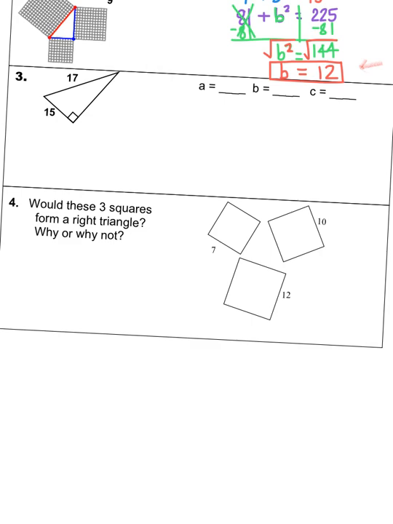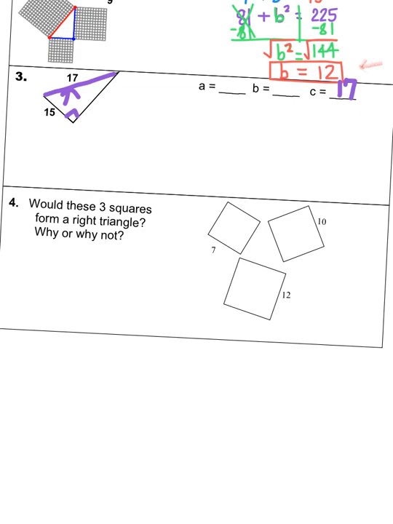Now let's move on to number 3. First of all, we need to find out which ones are A, B, and C. Well, finding your hypotenuse would be a really good thing right now. So here's the right angle. It kind of points to the hypotenuse because the hypotenuse is always opposite the right angle. That means that C is 17.